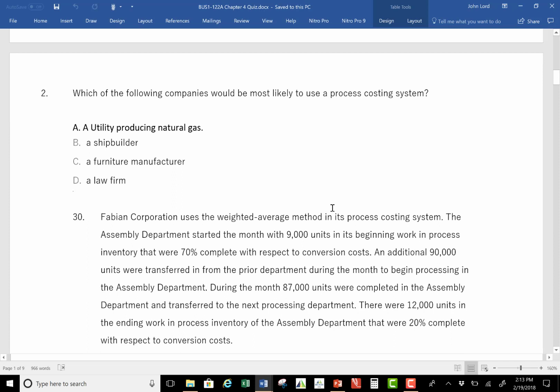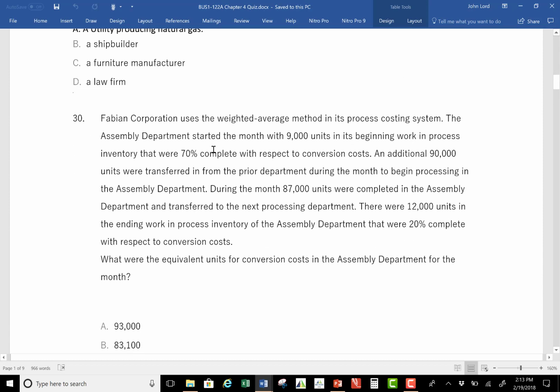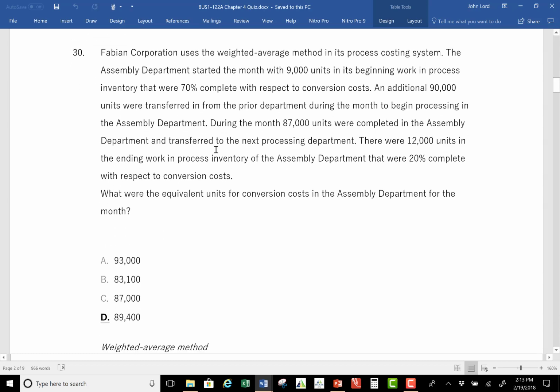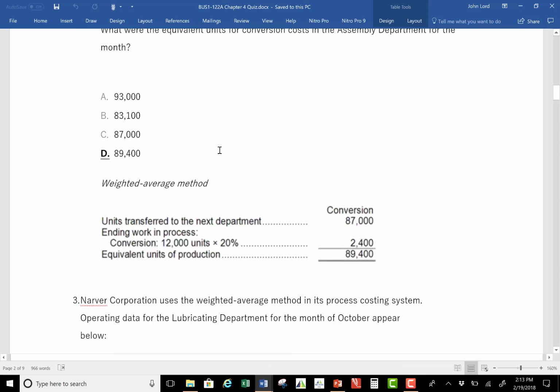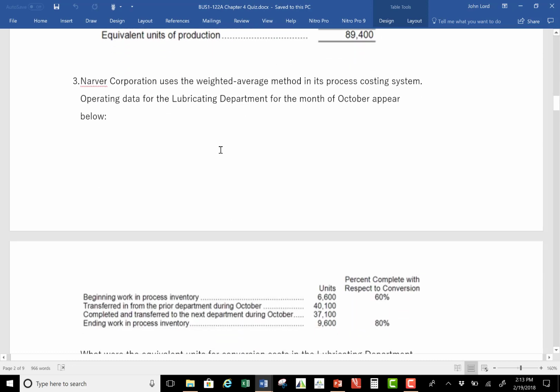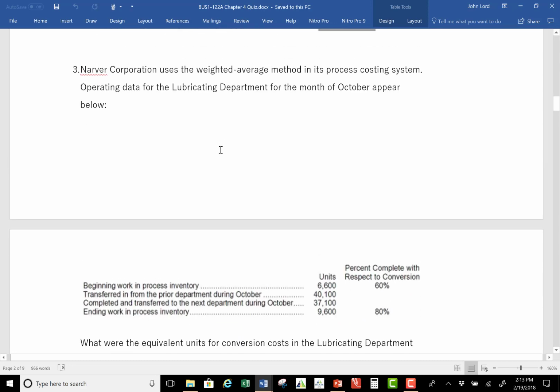Which of the following companies would most likely use process costing? How about this one, Fabian? We did this one too, right? How about Navar Corporation? Did we do that one? I don't think so. No. Okay, let's look at this one.